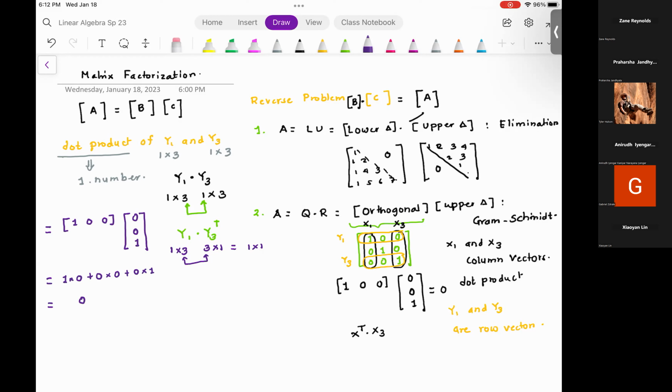So whether you take a column vector or a row vector and multiply that with any other column or any other row, you are going to get 0. Now this would be a very important observation. Why is this called a dot product?